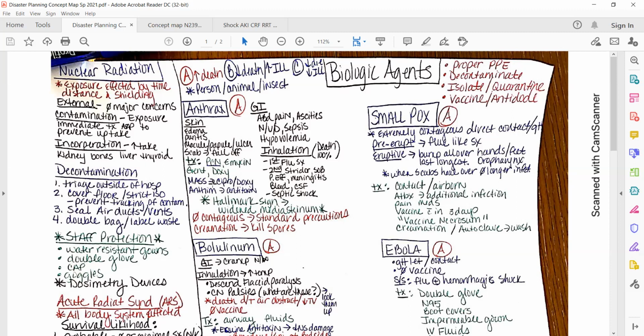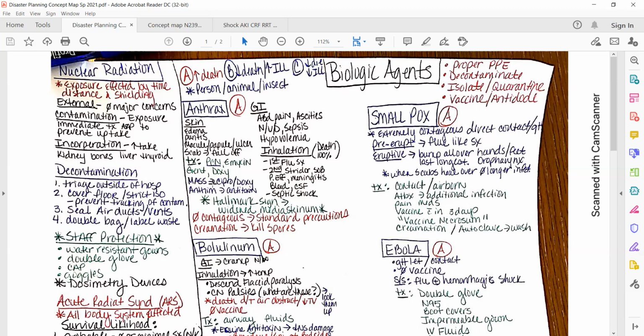Okay, I'll go back and look at it for you. TB should be airborne for sure. If I have that marked, do I have TB on here? Okay. Oh, okay. It does.